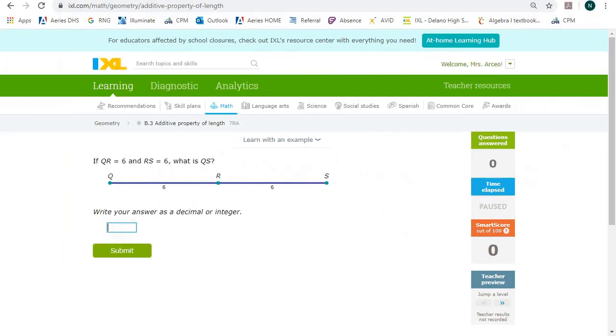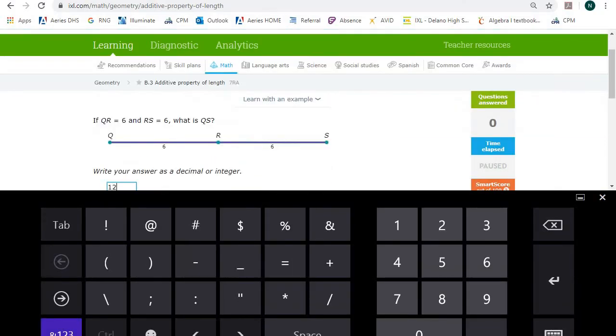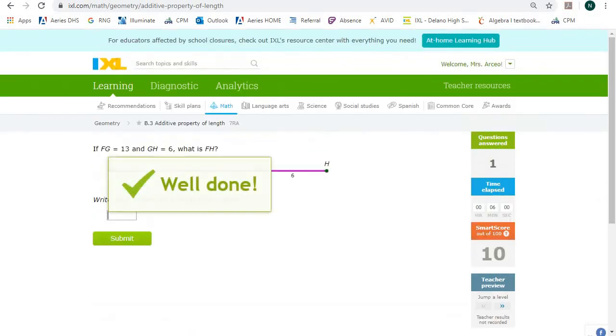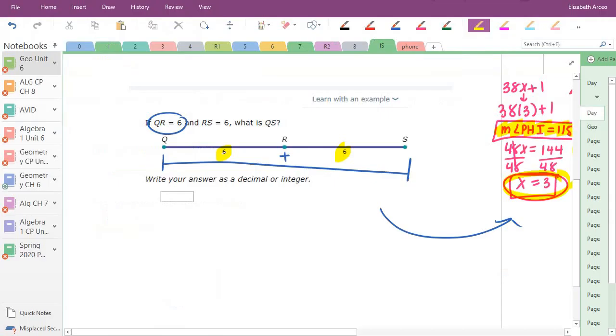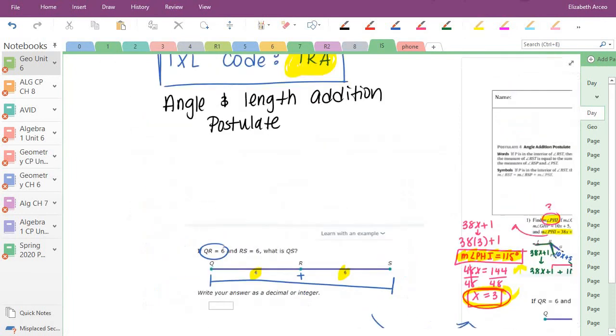So you just have to be careful with what they're asking for. Okay, so that seems pretty easy. Easy points. And if you have any more questions, please let me know.